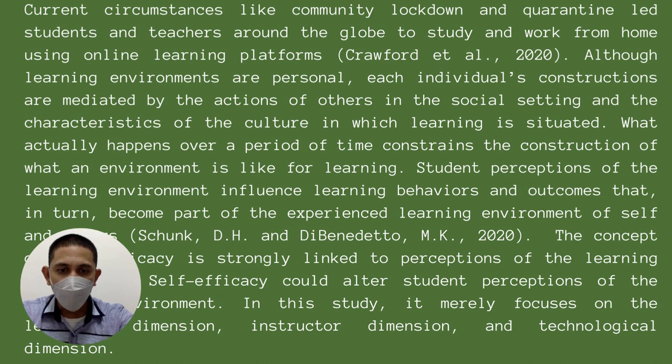What actually happens over a period of time constrains the construction of what an environment is like for learning. Student perceptions of the learning environment influence learning behaviors and outcomes that, in turn, become part of the experienced learning environment of self and others. The concept of self-efficacy is strongly linked to perceptions of the learning environment.